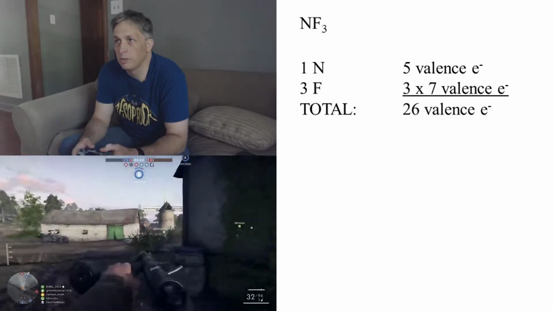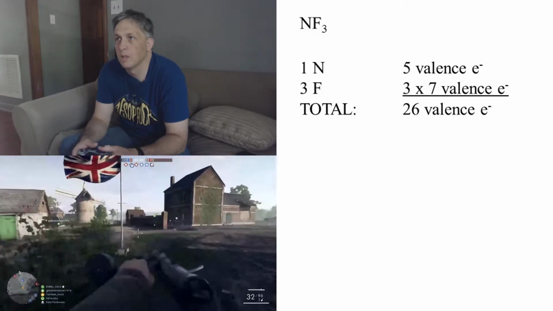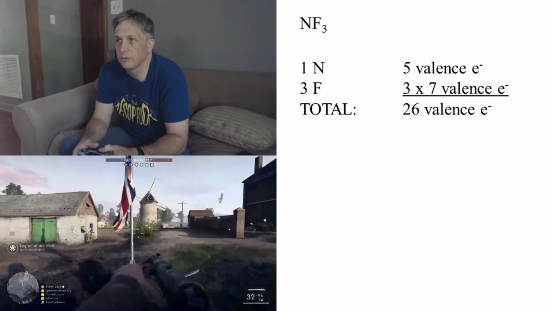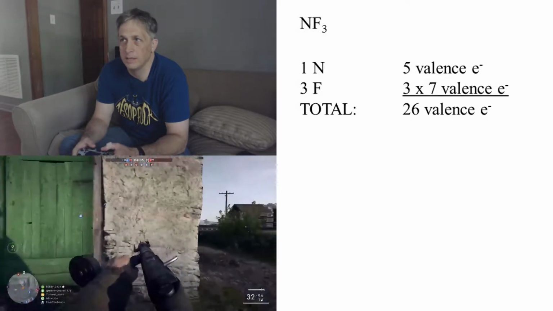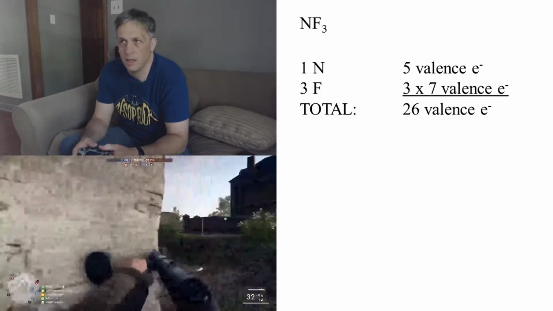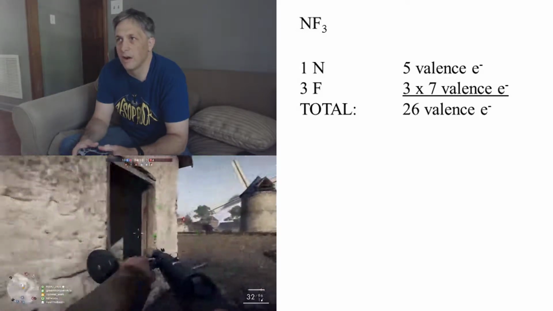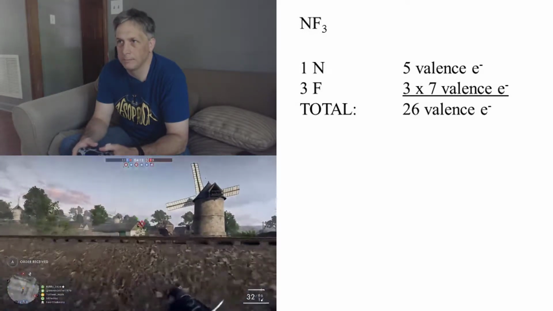All right, next thing you want to do is hook all the atoms together. And if it has the general formula AXn, we assume that the first element is our central atom, our A, and the X's are outer atoms that are bonded to A.